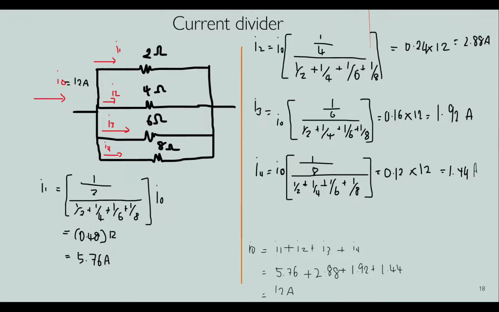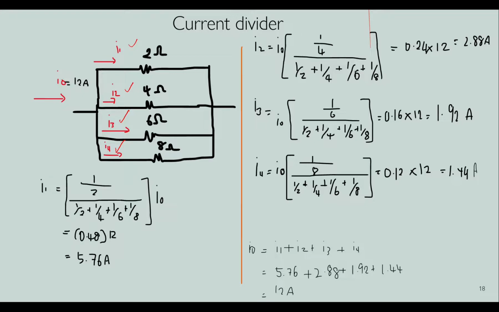Current divider example 1. For example, you have 4 resistors connected in parallel. So you will have I node equals I1 plus I2 plus I3 plus I4. So it will have 4 branches according to 4 resistors. To calculate I1, I2, I3 and I4, you can use the formula.